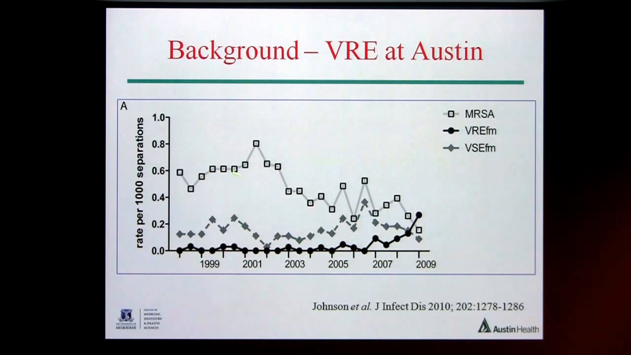So here is our MRSA rate, steadily coming down with the introduction of alcohol-based hand rubs since 2003. In 2002 we had 62 patients at the Austin with MRSA bacteremia. Last year we had 6. Each one cost $25,000 and about a quarter of them died. So, a big impact with a simple intervention with MRSA.